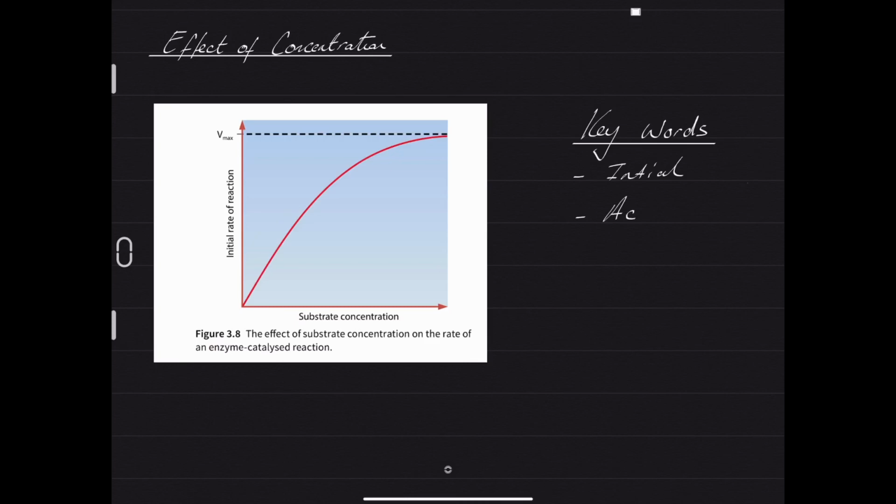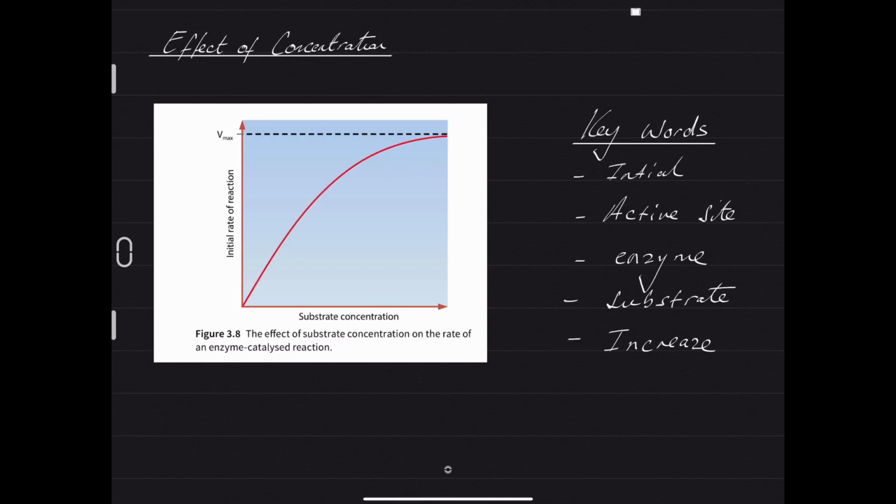Active site. What else can we have here? Enzyme. You need substrate. What else can we have? Increase. Okay, so we'll leave it here. You can use other keywords, but I want you to within your answer, these words must be there.